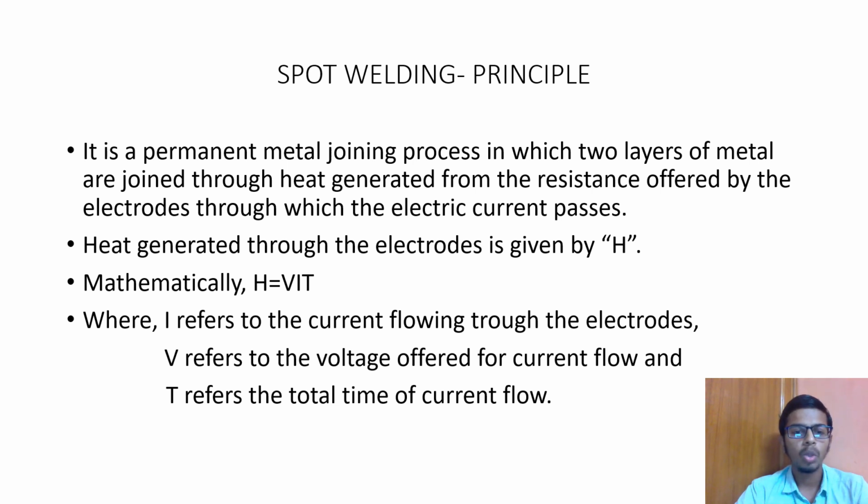Heat generated through the electrode is given by the formula H = V × I × T, where V is the voltage offered by the electrodes and I is the current that passes through the electrodes and T is the total time of current flow. And the heat generated is denoted by H.